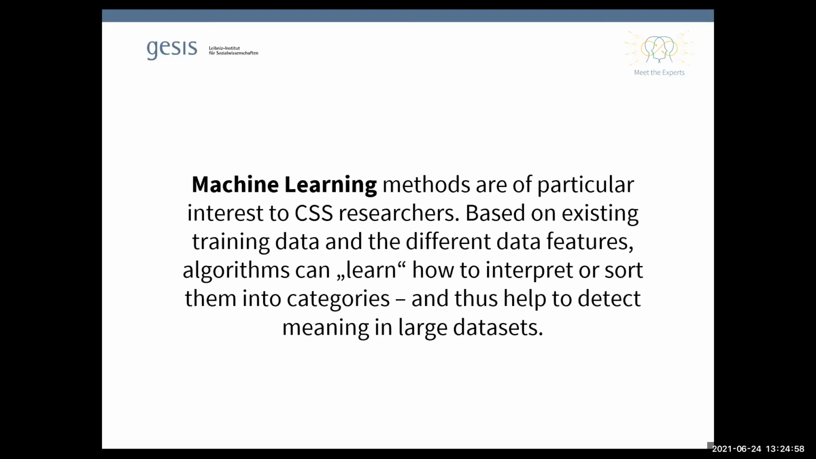In many cases, computational social scientists draw from methods of machine learning. So machine learning methods are of particular interest to CSS researchers because they enable, based on existing training data, to train an algorithm so that the algorithm learns, in the way an algorithm can learn, to interpret and sort data into categories, for example. And this can then help to detect meaning in large data sets. So the algorithm is looking for patterns, for similar features of a large data set, and will sort that according to a self-learning approach.